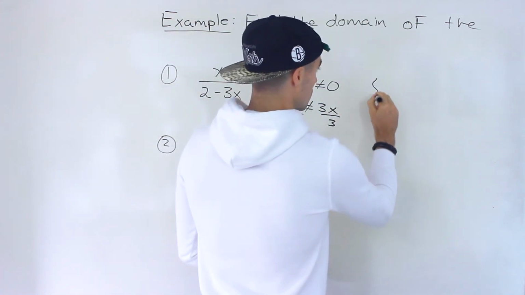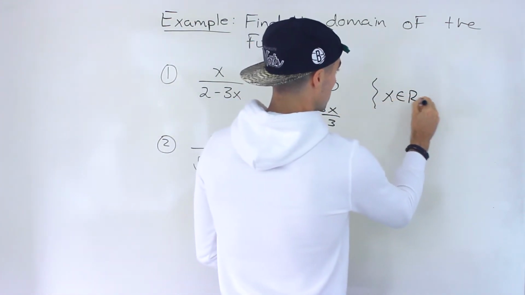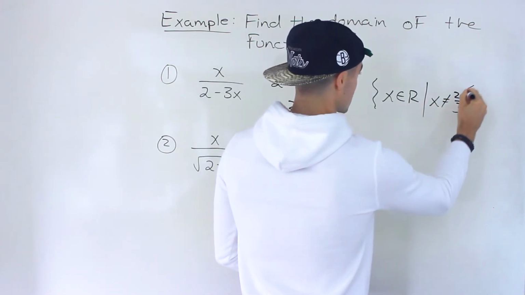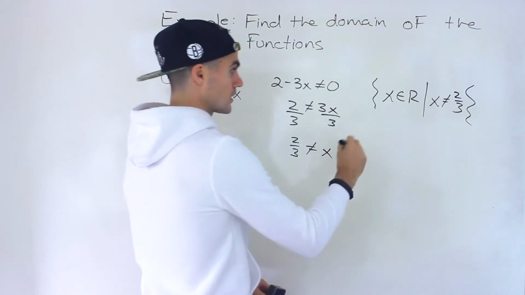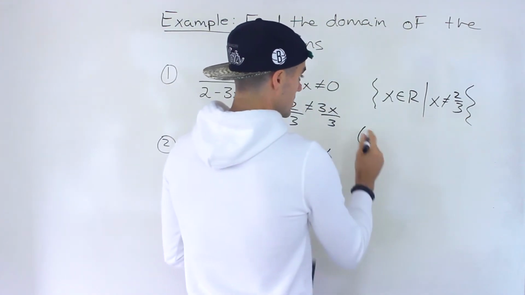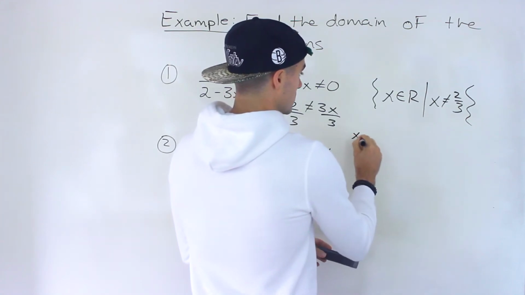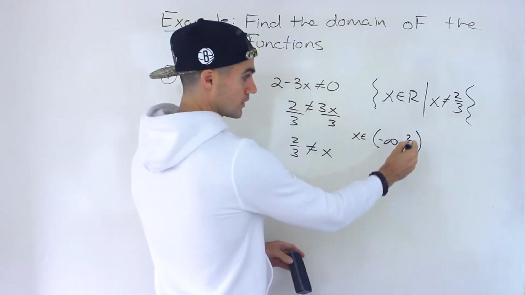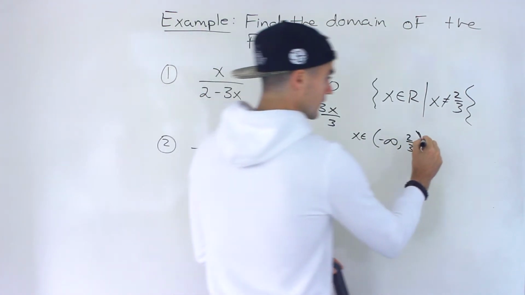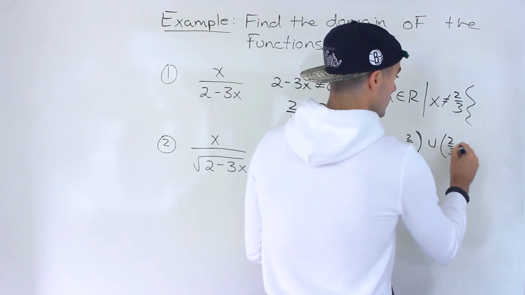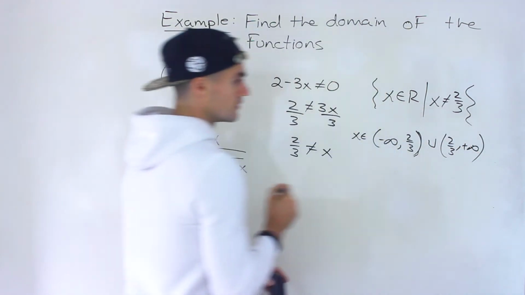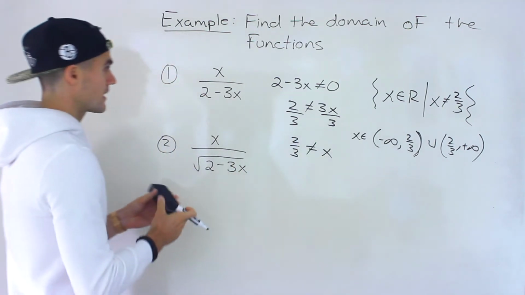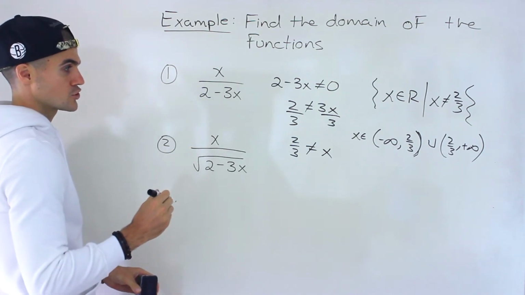So one way to show it in set notation is x is an element of real numbers such that x cannot equal 2 over 3. That's the one condition. You could show it in interval notation as well. You could say x would be an element from negative infinity to 2 over 3, but not inclusive of 2 over 3, so we put a round bracket there, or from 2 over 3 to positive infinity. Right? So any real number besides 2 over 3, that's what the domain would be for this first function.